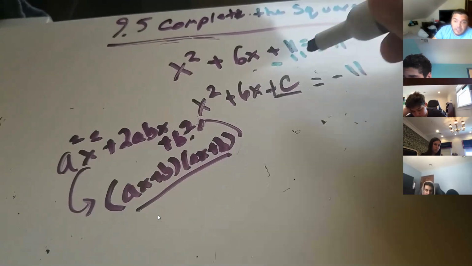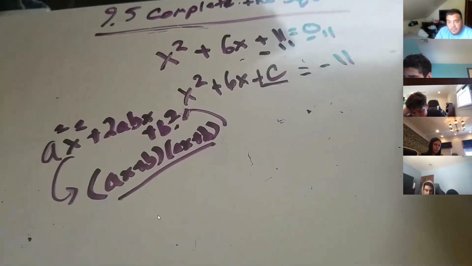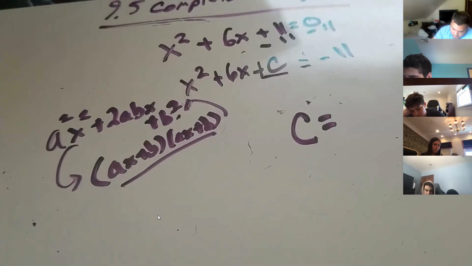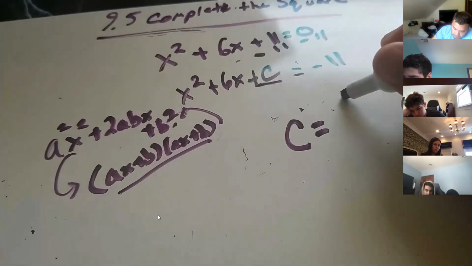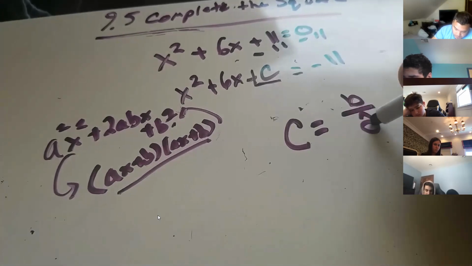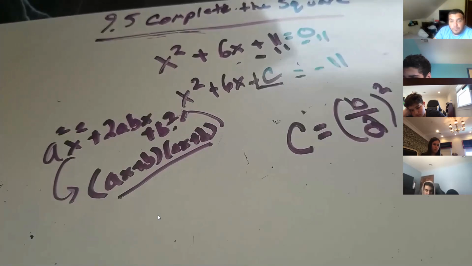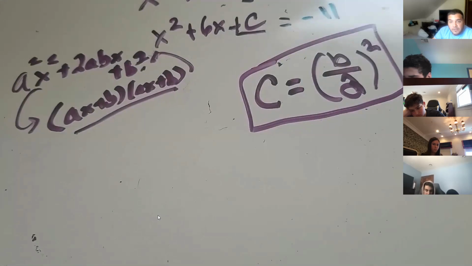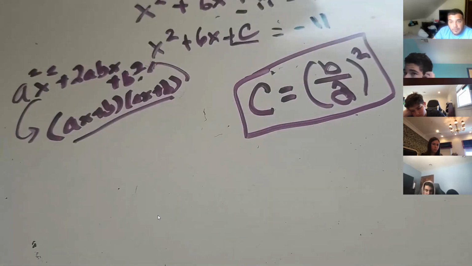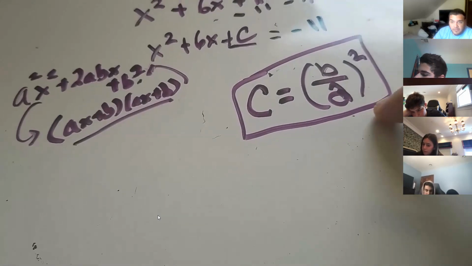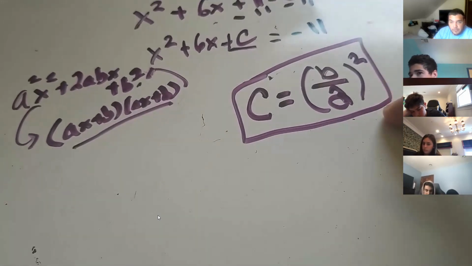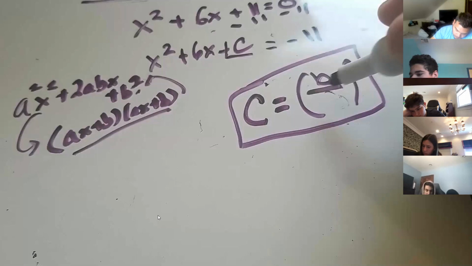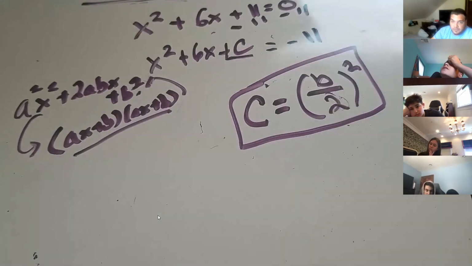So I need to find a c. So this is the equation to find c. C is going to equal b divided by 2 squared. So this is the big equation right here. This is what we're going to practice for both your homework and today. Okay? B over what? B over 2 squared. Not just 2 squared.